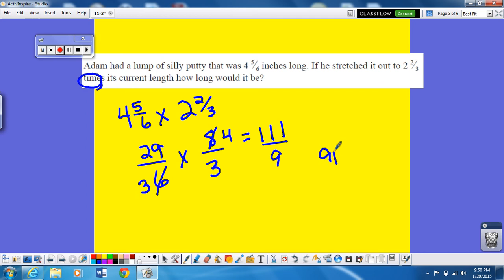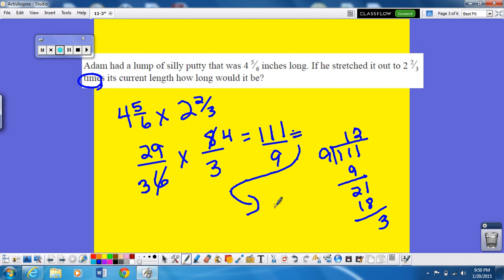So we have to say 9 into 111. 9 goes into 11 once. 1 times 9 is 9. 9 goes into 21 2. 2 times 9 is 18. And that leaves us with 3. So we know our final answer, I'm going to bring it down here, is 12, and 3 is my remainder.